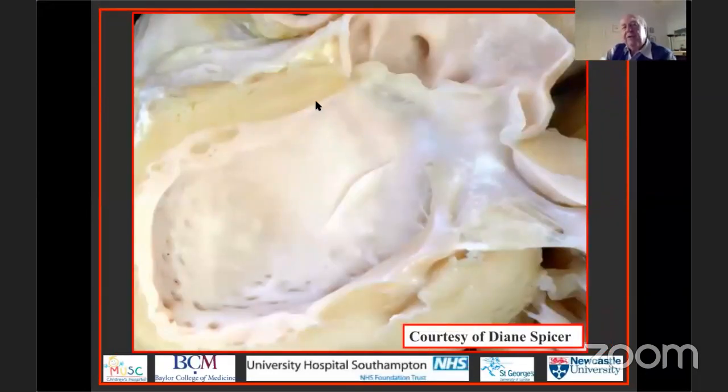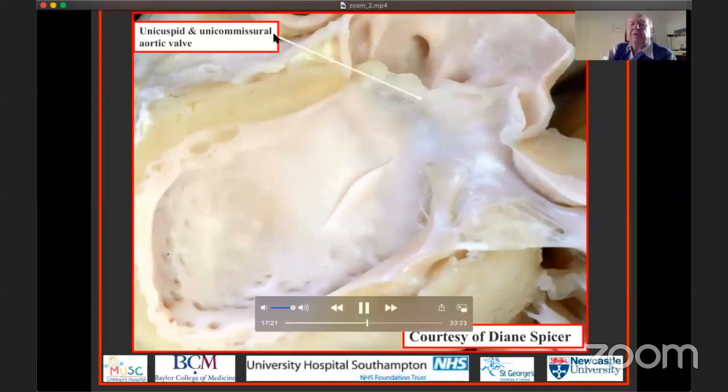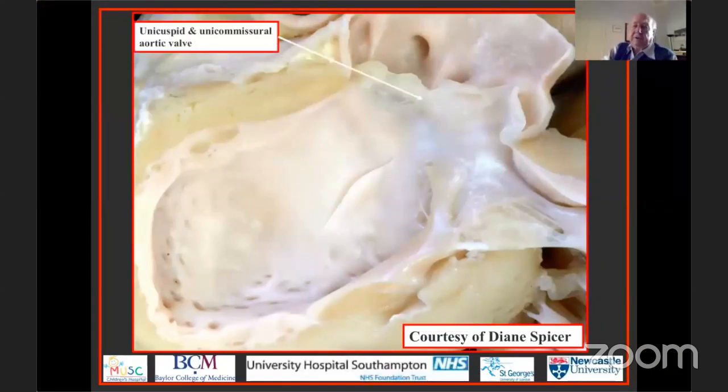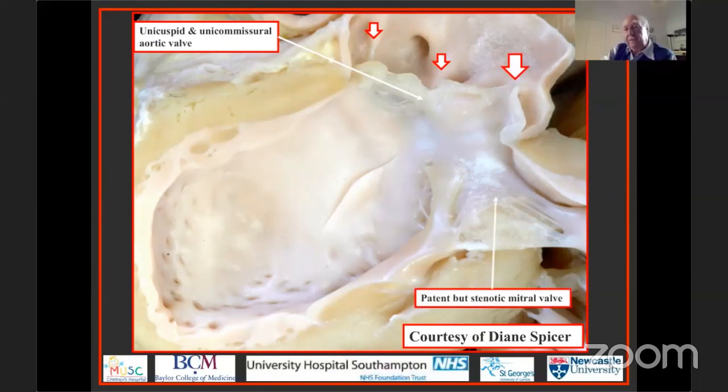And then we get to that watershed between critical aortic stenosis and hypoplastic left heart syndrome. So in this instance, we have a unicuspid and unicommissural aortic valve. You can see the raphes that are separating two of the sinuses with the solitary commissure pointing back towards the mitral valve, which is patent but stenotic.